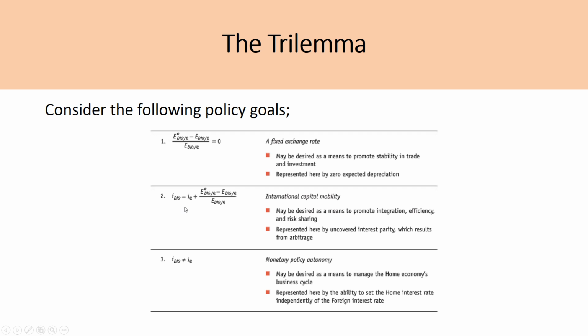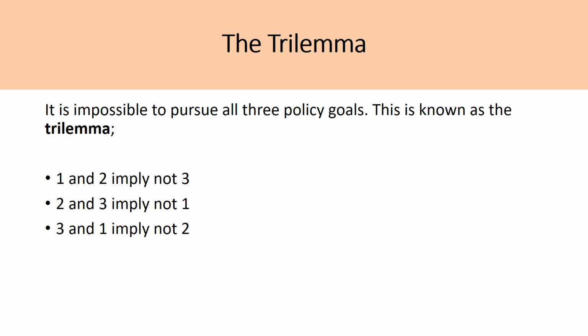So there is a trilemma, right? Under a fixed exchange rate, you can pick E, but you can't pick P, you can't pick the nominal interest rate, and you can't pick your MS. Under a floating system, you can't pick your E, so you can't pick the exchange rate because it's dependent upon supply and demand, but you can pick your inflation rate, your interest rate, and your money supply. Alrighty, so it is impossible to pursue all three policy goals. This is known as the trilemma.